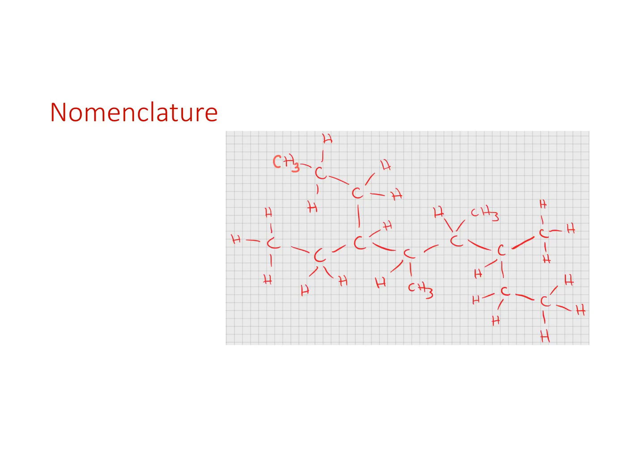I wanted to review some of the rules for our simple nomenclature of alkanes, alkenes, and then a substituted alkane. Step 1 is always find the longest carbon chain.